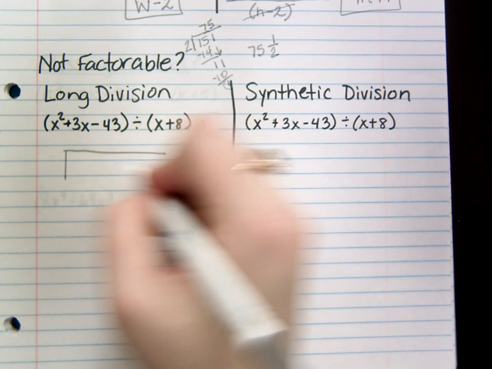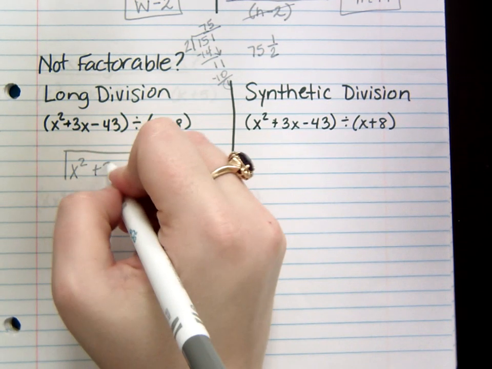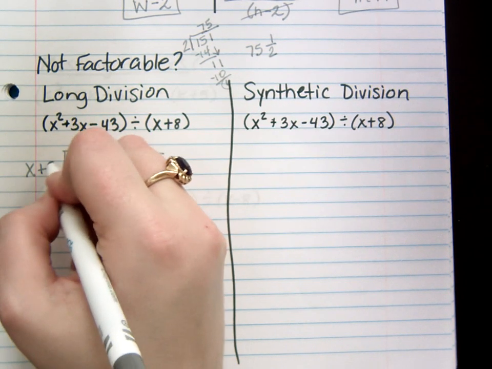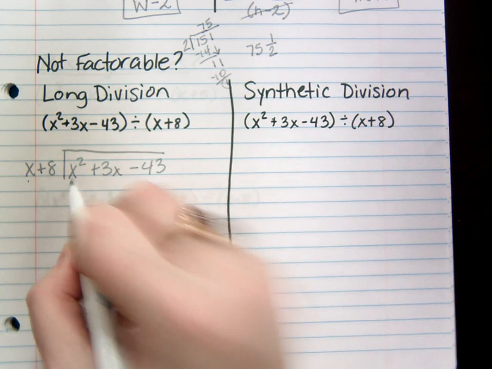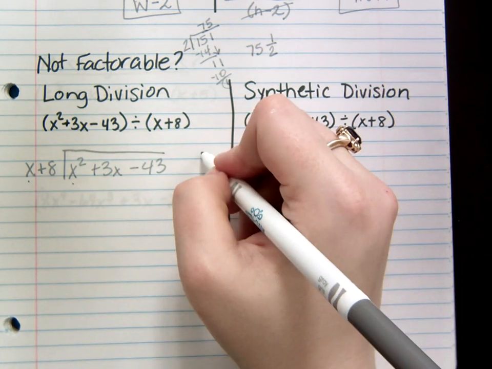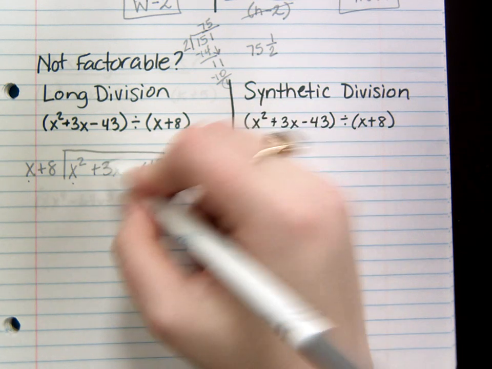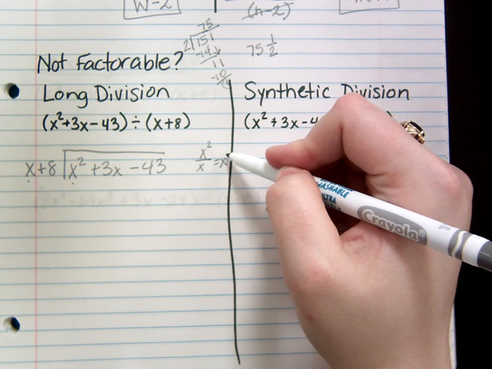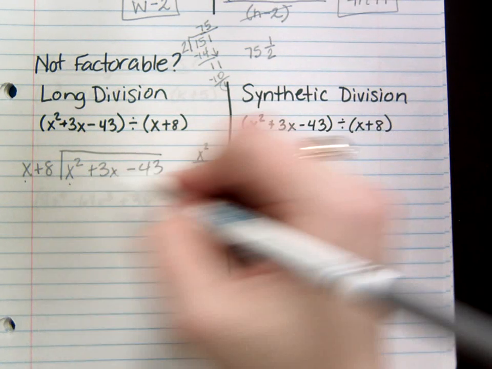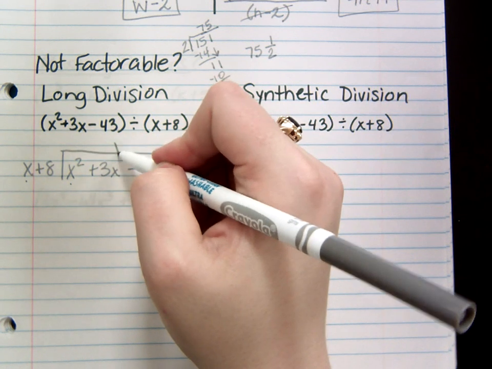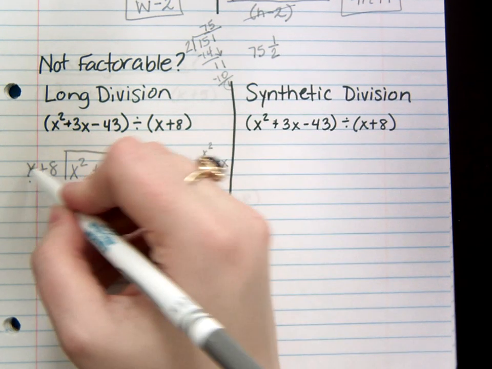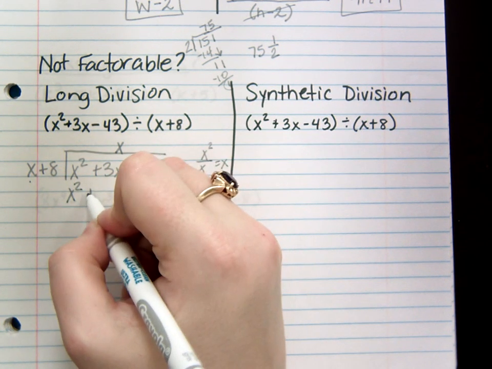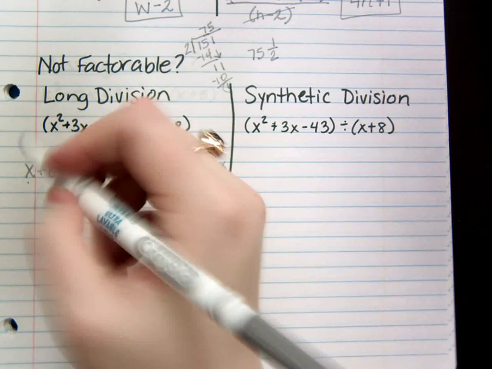The part that goes under the box is your x squared plus 3x minus 43. This goes on the outside. Now what you do is you look at your first terms, x squared and x, and you divide what's inside by what's outside. X squared divided by x gives you x. We want to line this up with the like term that's under the box, so x lines up with x. And I multiply both of these terms by the x value. This is going to give me x squared plus 8x. And remember, we're subtracting this.